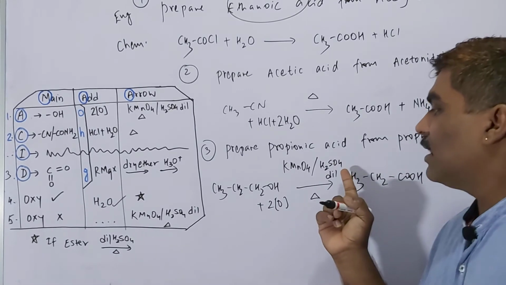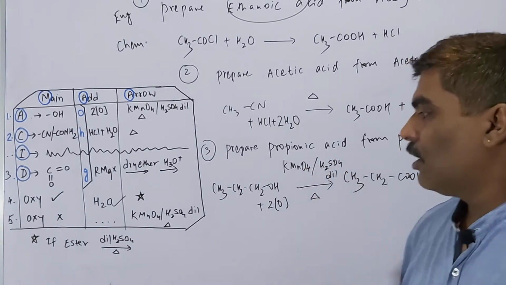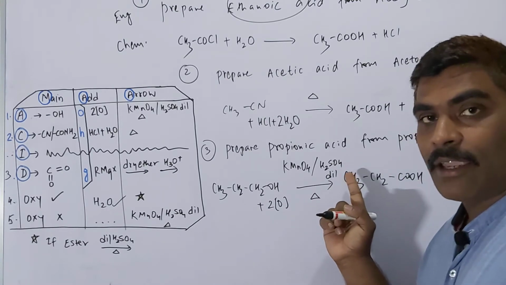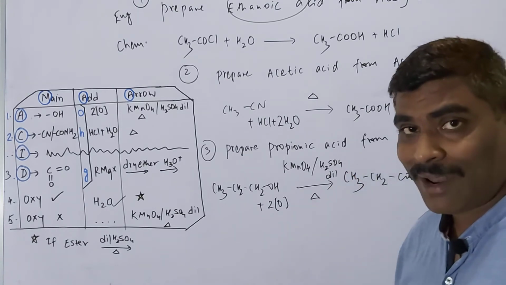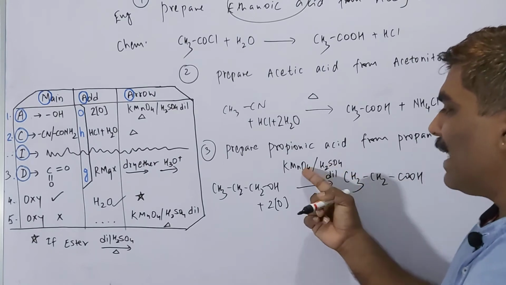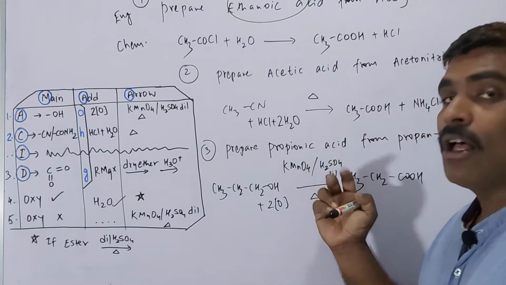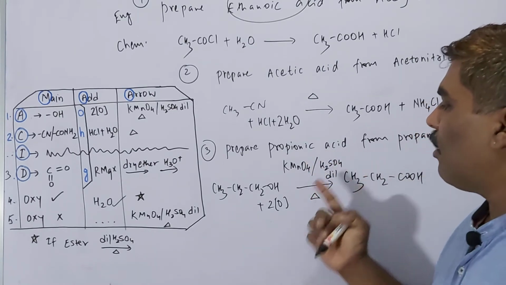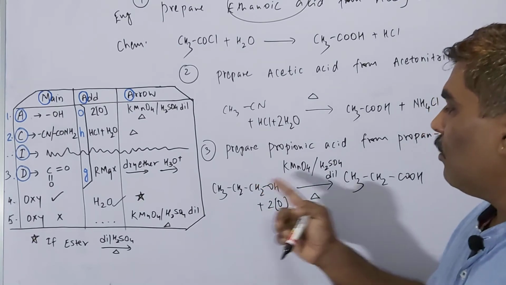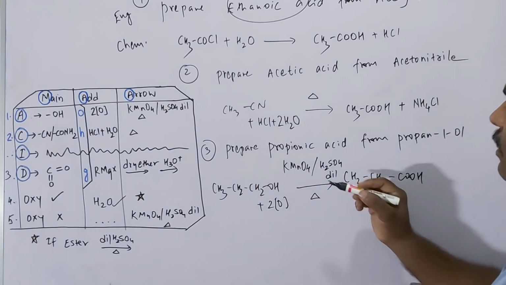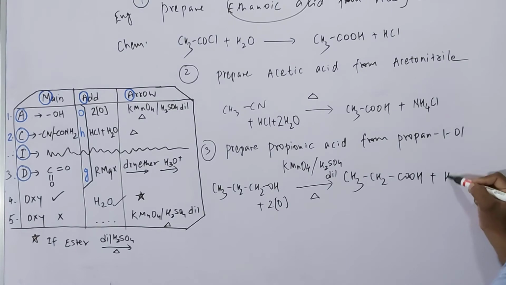Means acidified KMnO4, or we can even write alkaline, means potassium hydroxide. Alkaline KMnO4, they produce oxygen, and that oxygen is here. Now if you see the left and right side, what is extra on the left side is water.